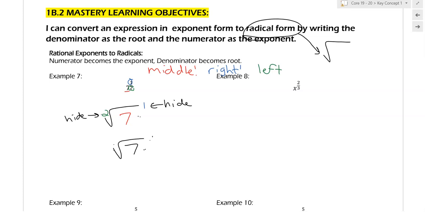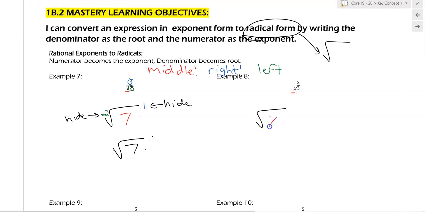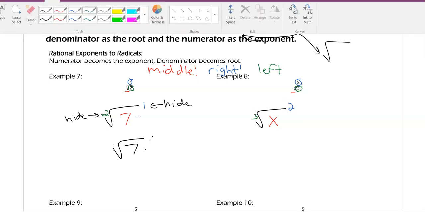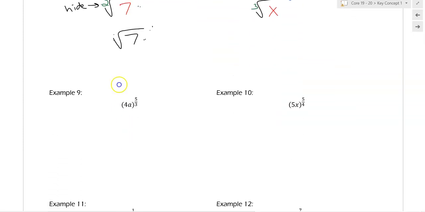All right, at this time you should have an answer for example 8. Again, it's radical form: middle, left, right. So the cube root of x squared is what you should get there. None of those things get hidden. All right, looking at example 9.